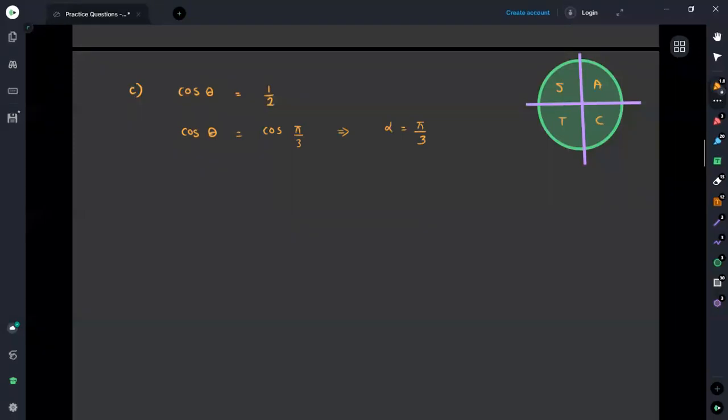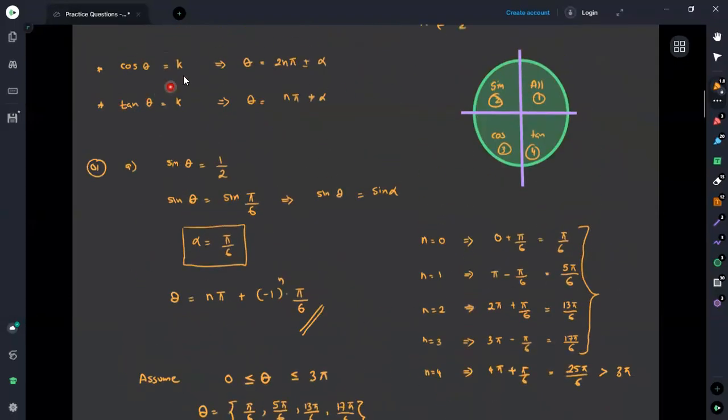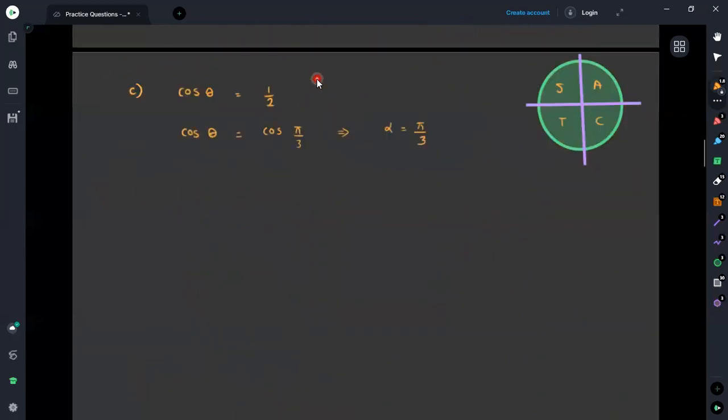Then we have to use the equation which is provided to obtain the general solutions for cosine theta, which is defined as theta equals 2 times n pi plus or minus alpha. Here we can use this equation, theta is equal to 2 times n pi plus or minus alpha.